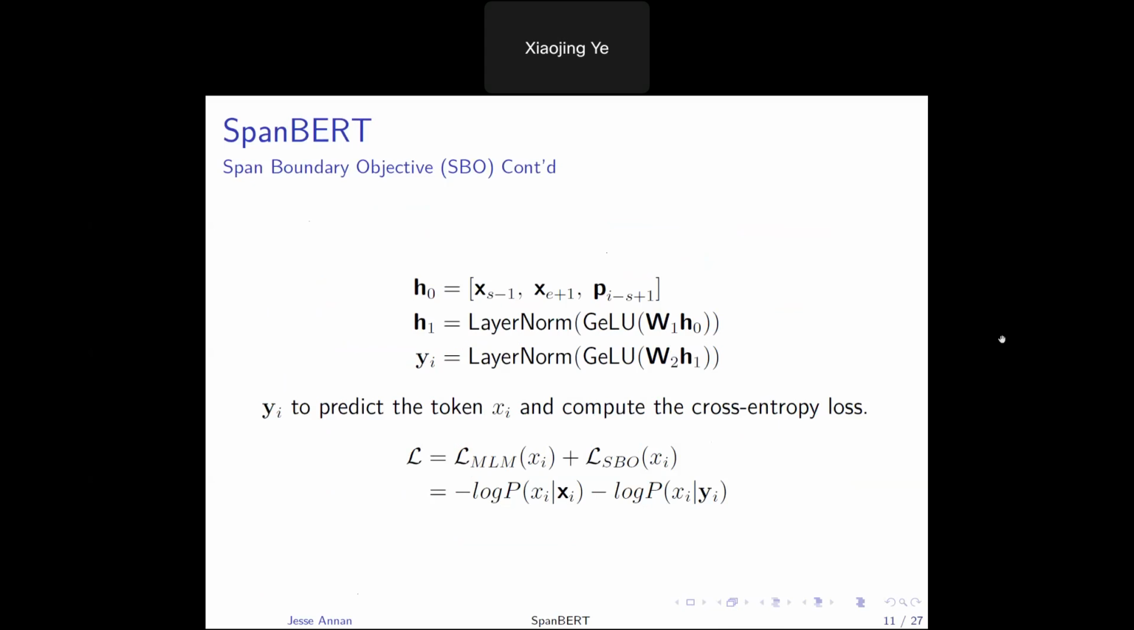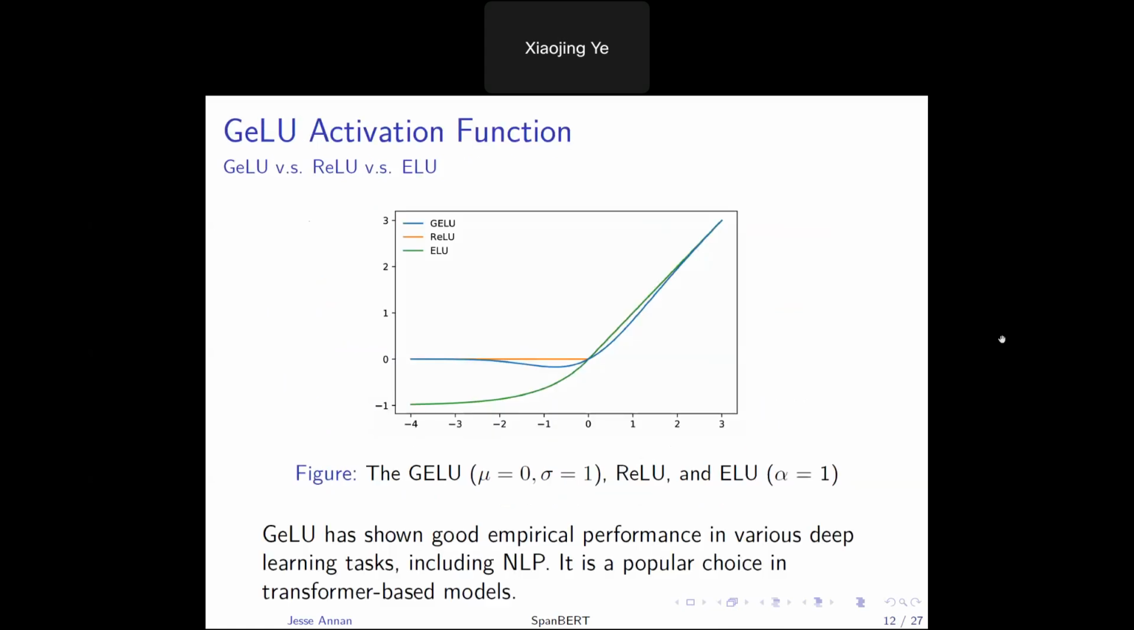I think this is the same thing that BERT does. It uses cross entropy loss to learn. So if it optimizes this, then it means that the model is learning properly. And this is how GELU compares with ReLU and ELU. From the original GELU paper, they show that on some tasks in NLP and computer vision, using GELU actually performs better than ReLU and ELU. And it's a popular choice in transformer-based models like BERT, GPT, and I think ALBERT as well.